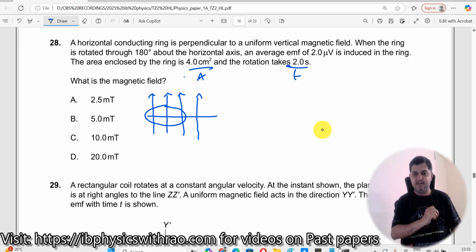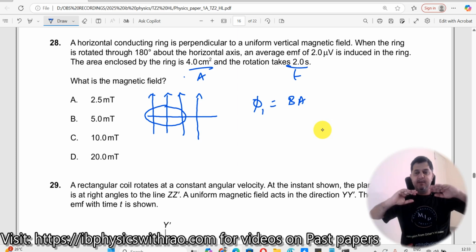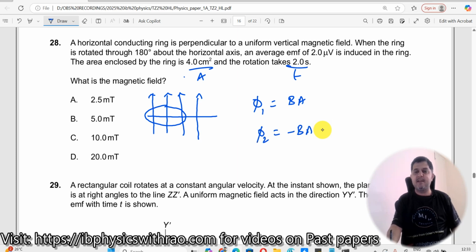What is the magnitude? Now first, let us see what happens to the flux. The flux initially, before rotation, was given by B times A. Now when you take this and rotate it like this, what will happen? The phi 2 will be equal to minus B times A, right? Because the area vector is directed downward. So minus B times A.